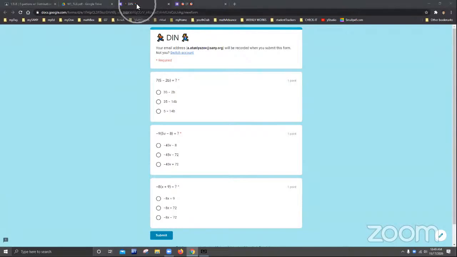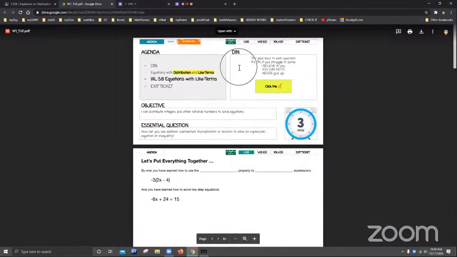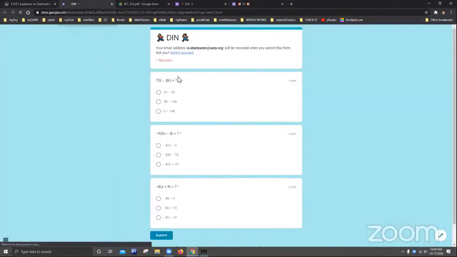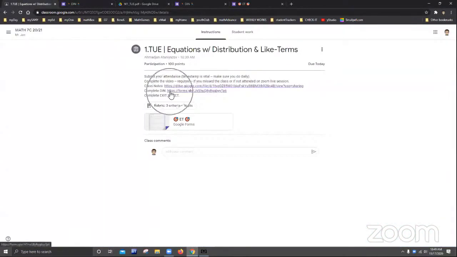So the second thing is the do now. The do now is still in the link. You can still find it here, or you don't have to go all the way there. Once you open up the assignments, it says complete the do now, and the link is right here. It will also take you to the same do now that you need to do on the notes, okay? It's the same thing. So this is the fastest way to go to the do now.